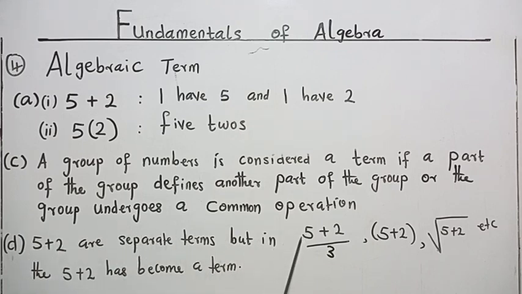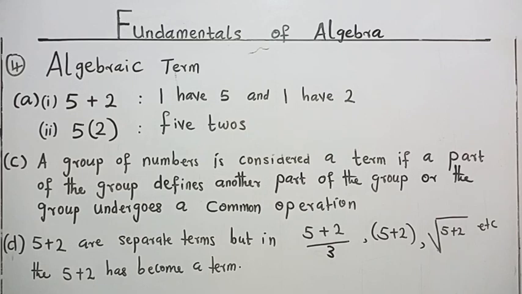But in these expressions, 5 plus 2 all over 3, bracket 5 plus 2, then square root of 5 plus 2, and such like operations, the 5 plus 2 has become a term. Why? Don't forget that we said earlier that this 5 plus 2 is not a term, but in each of these operations, the same 5 plus 2 keeps occurring, and anywhere it occurs, we regard it as a term.